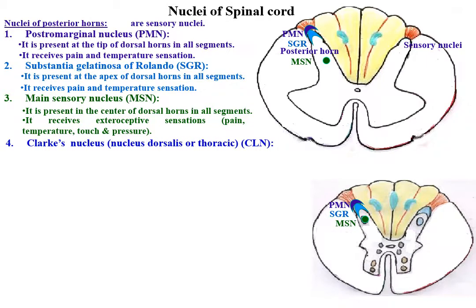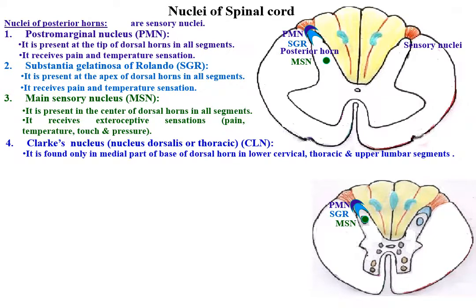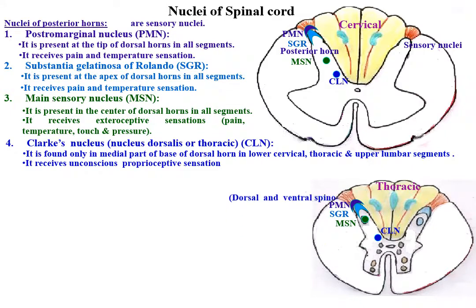Clark's nucleus or nucleus dorsalis. It lies at the medial part of the base of the dorsal horn, present in the cervical, lower cervical, thoracic, and upper lumbar segments. It receives unconscious proprioceptive sensation, dorsal and ventral spinocerebellar tracts from the upper and lower half of the body.